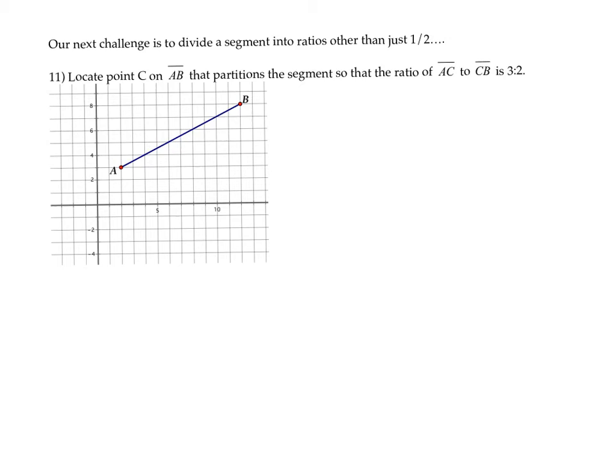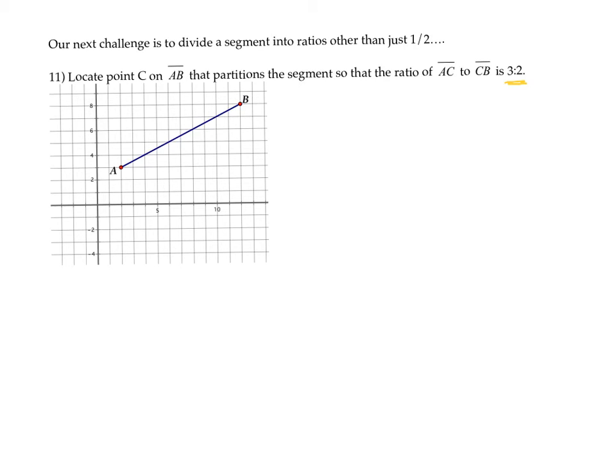So number 11, it says locate point C on line segment AB that partitions the segment, that means cuts it up, so that the ratio of AC to CB is 3 to 2. So we want to have 3 pieces, 3 sections that compare to 2 sections. So we're going to put point C somewhere on this line segment so that it'll divide it into 2 lengths so that one part of it has a length of 3 and the other part has a length of 2.